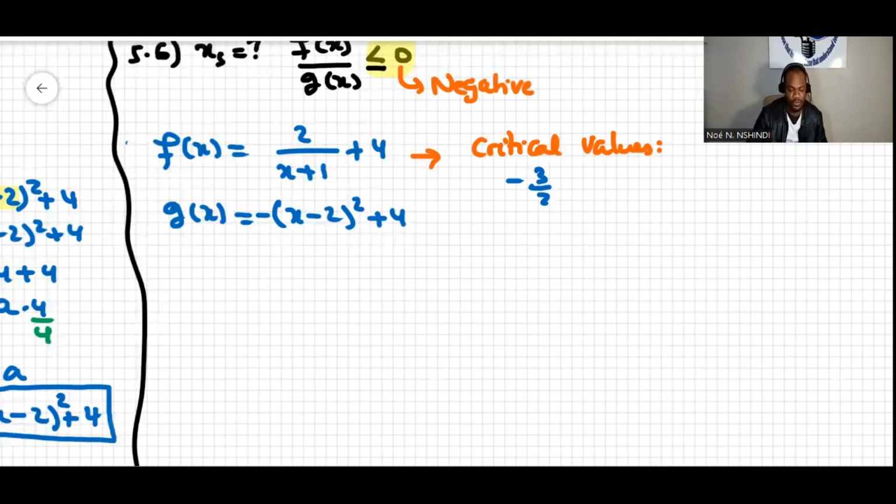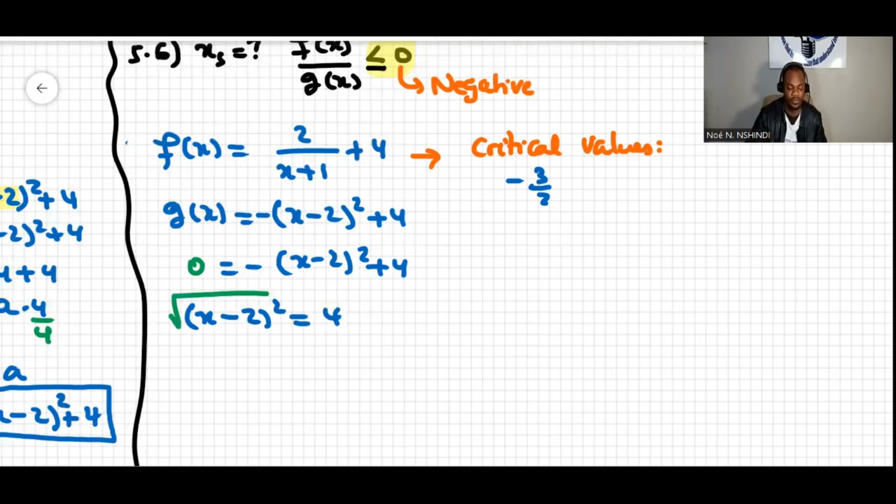Another critical value over here then, is when we substitute g of x by 0, equal to negative x minus 2 to the power of 2 plus 4. So if I move negative x minus 2 to the power of 2 over, that will become positive x minus 2 to the power of 2 equal 4. To get rid of this power of 2, I can square root both sides, knowing that the square root will cancel the power of 2, and then we'll have x minus 2 equal to 2, right?